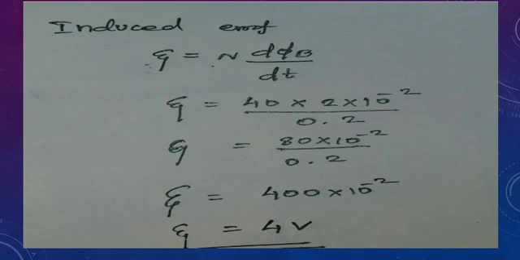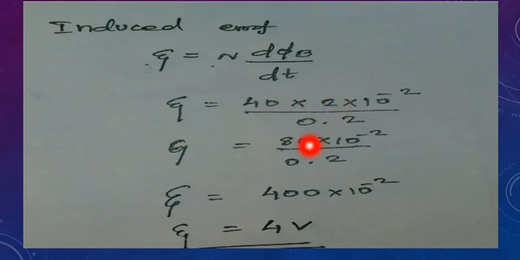See the EMF formula, induced EMF psi is equal to N into d phi by dt, according to Faraday's second law, rate of change of magnetic flux. Therefore, N is 40 turns because the data is given. So N is 40 into change in flux. Change in flux is equal to what? 2 into 10 power minus 2. Here time, what? dt. What is time given? 0.2 second. Therefore 0.2.